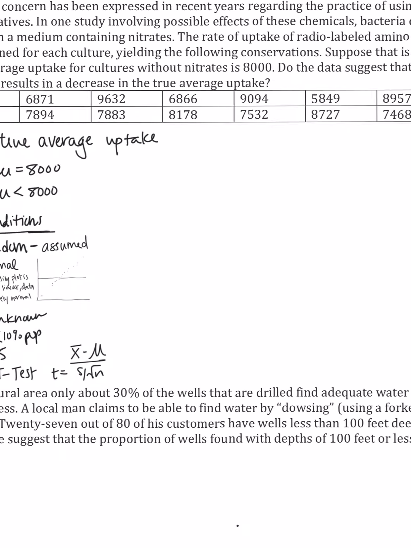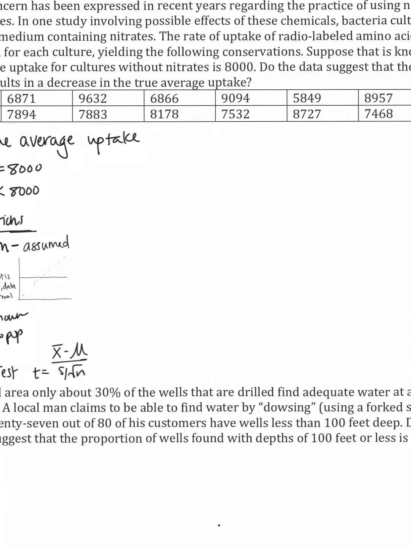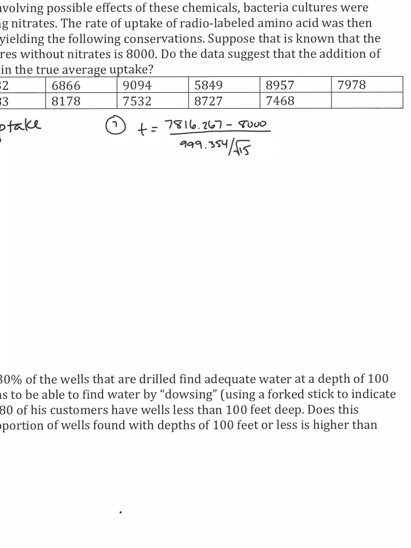Step 7. Let's calculate that t-value. t is equal to x bar, 7,816.267 minus mu, which we decided was 8,000, over s, 999.354 divided by the square root of n, which is 15. All right, let's crunch this out and see what we get. All right, got negative 0.712.